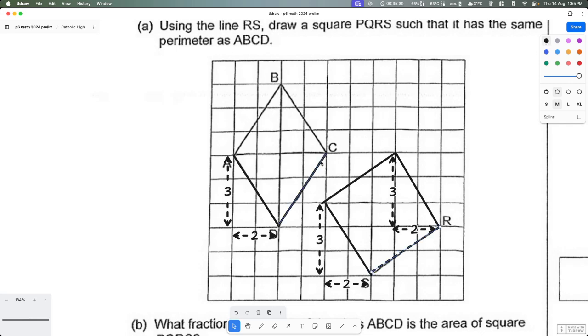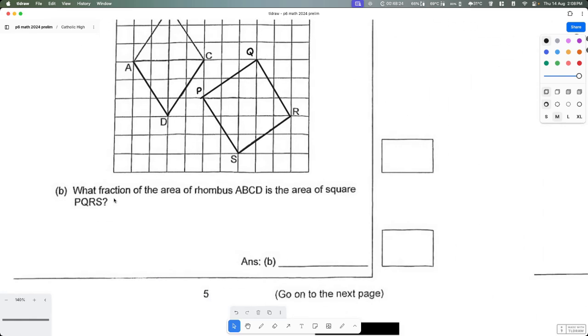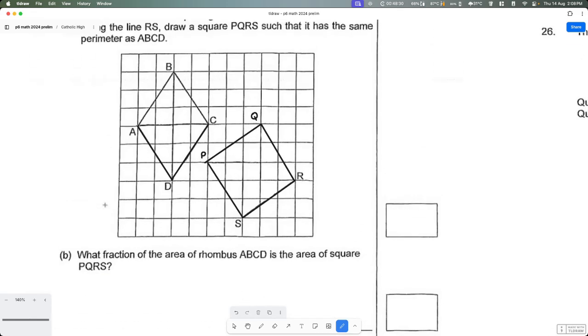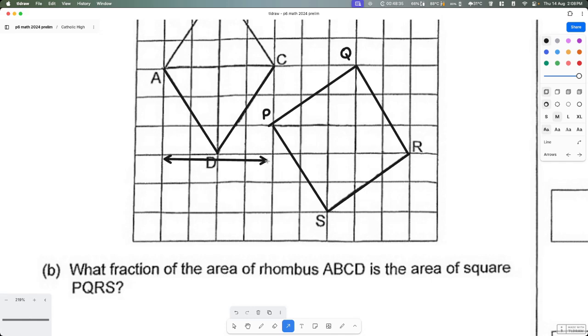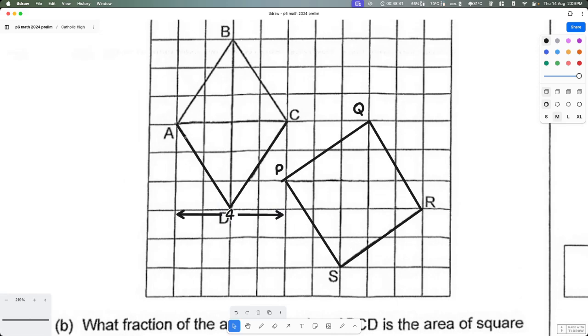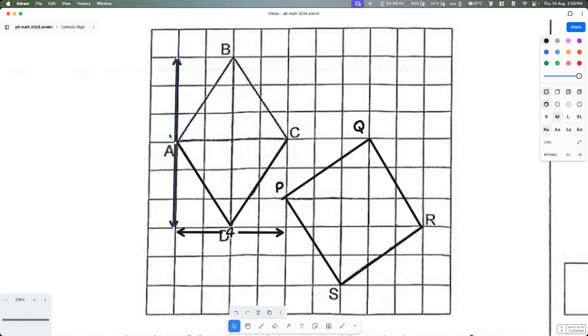Let me draw the line. So PQ, solid, right? And then PQRS. P is here, and this is Q. Okay, part B. What fraction of the area of the rhombus ABCD is the area of square PQRS? ABCD over here, we can just measure. So we have four units, and then we have 1, 2, 3, 4, 5, 6. 6 over here. So we have 6 and 4 in this case.